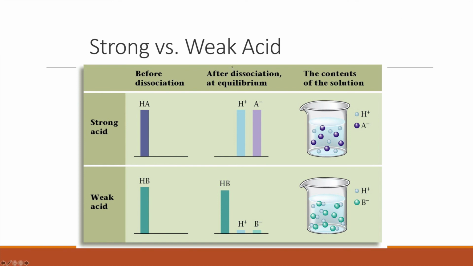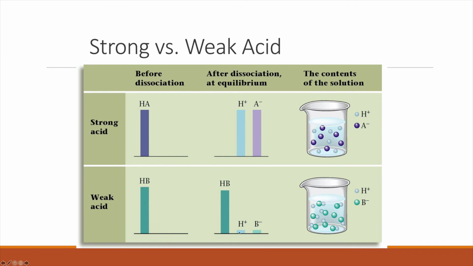For both of these, we start with before dissociation, all are complete acid. It just uses A and B to represent the strong and the weak. So for the strong acid, after dissociation, I've got all H plus, all A minus. You can see all of these are separated up into ions. There is none of my original acid left.